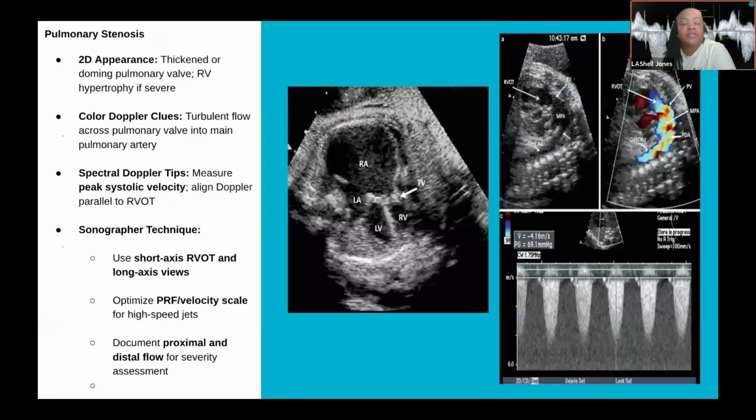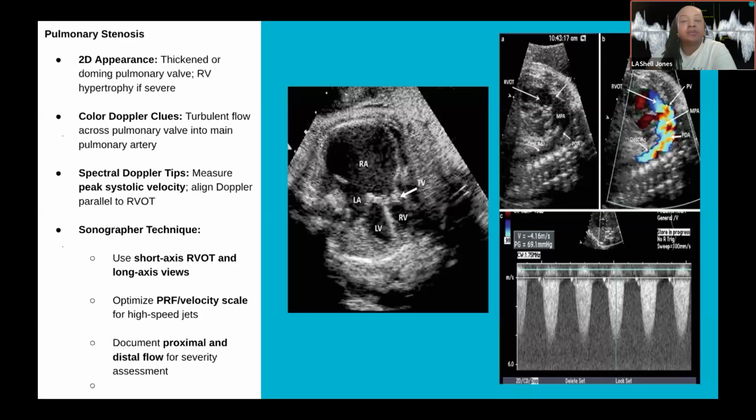All right. Now, here's a case of pulmonary stenosis. Pulmonary stenosis, 2D appearance, you'll have the thickened or doming of the pulmonary valve. And then you'll see right ventricle hypertrophy if severe. Now some color Doppler clues that are mentioned is the turbulent flow across the pulmonary valve, which we can see here, into the main pulmonary artery. It's even going into the ductus arteriosus down to the descending aorta.